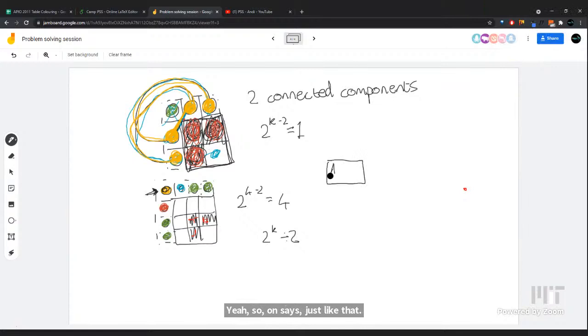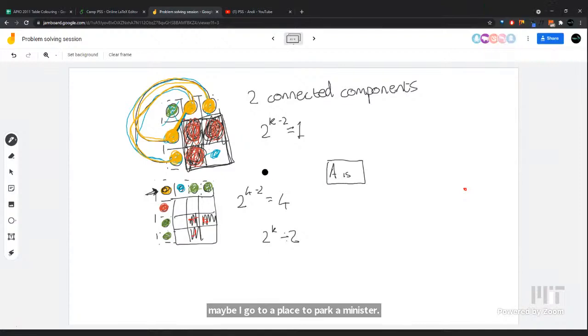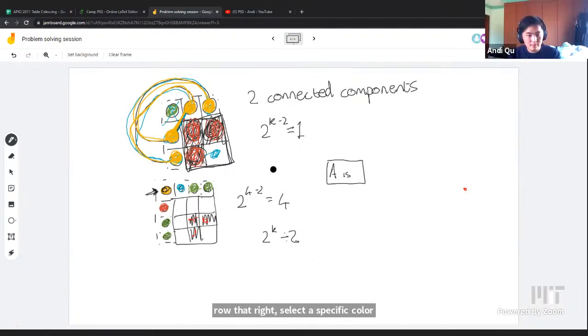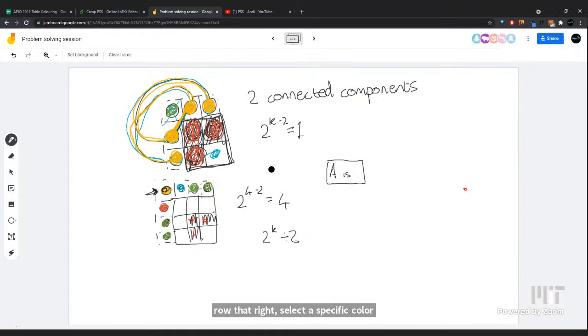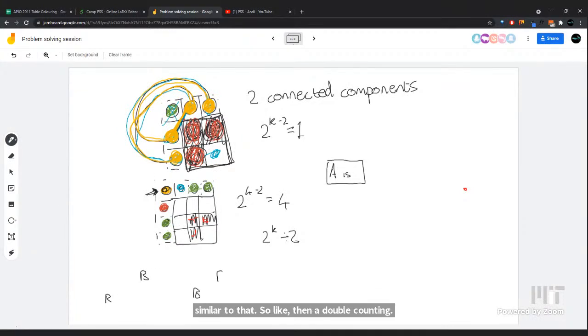Okay, so maybe I got it. Why is it 2 to the power k minus 1? So for a cell to be one color, there are 2 possibilities, I think, for the respective column and row. Is that right? So for a specific color, suppose red, then both could be red, both could be blue. Yes, something similar to that. So then you could have, I think, double counting. So you could have red, blue, or blue, red, and each of them are the same, right?